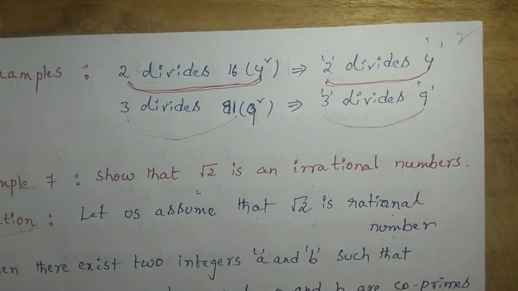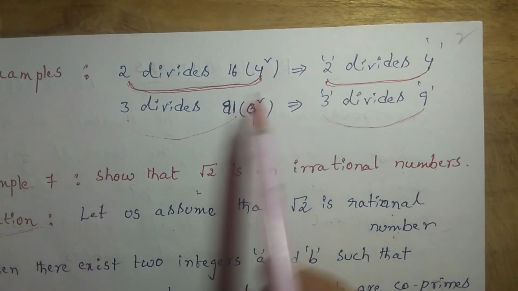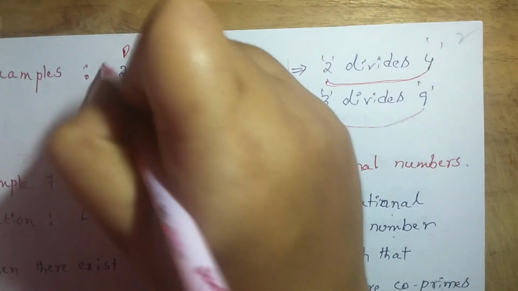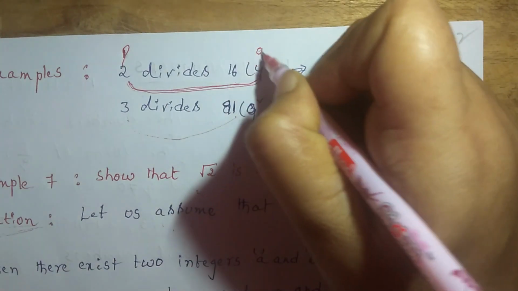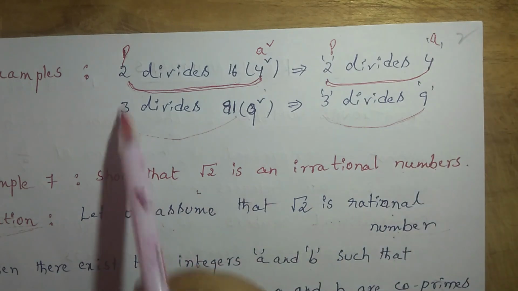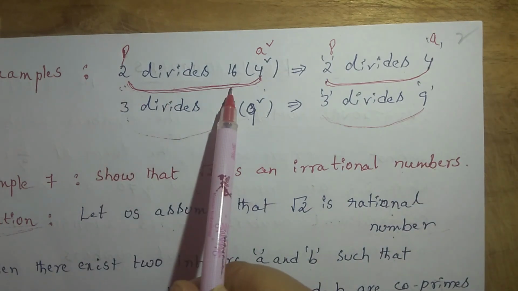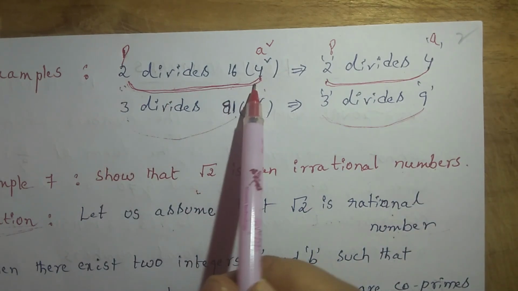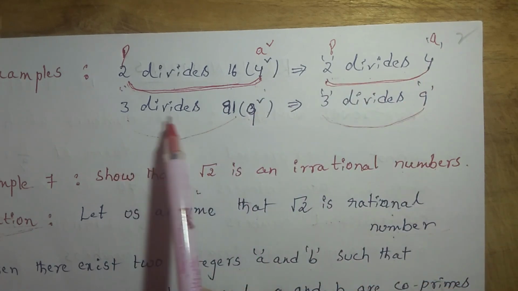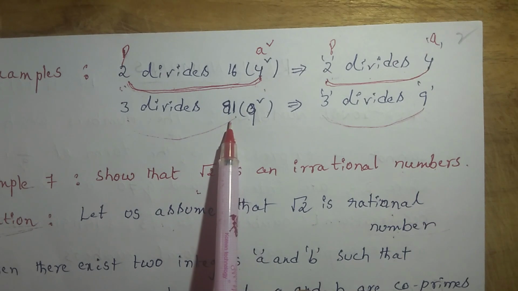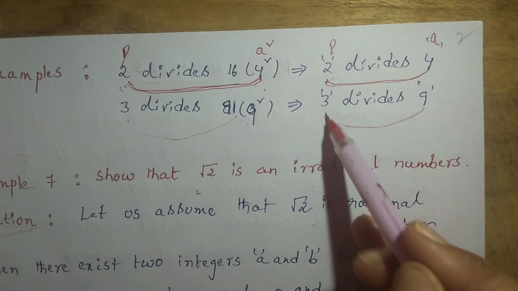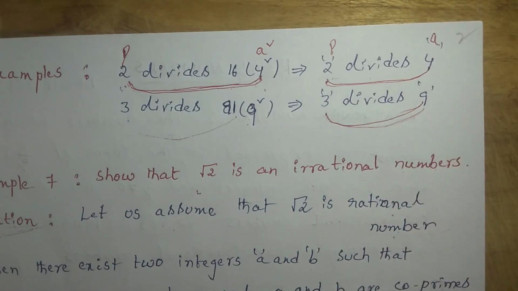What is the theorem? p divides a square, then p divides a. So suppose you take 2 divides 16. 16 can be written as 4 square. Then 2 divides 4. Another example, 3 divides 81. 81 can be written as 9 square. Then 3 divides 9. Okay, students.